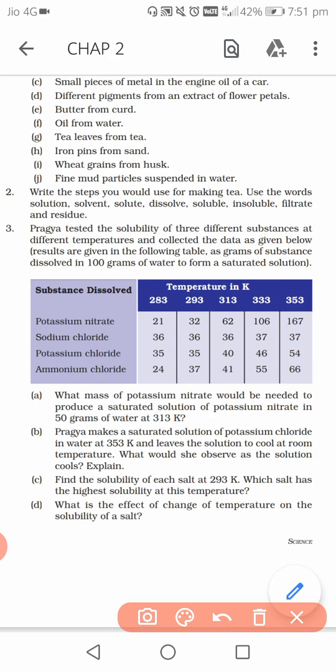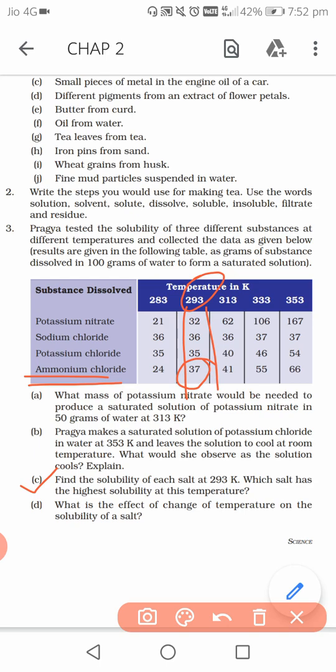Next one, number C. For the solubility of each salt at 293 Kelvin, which salt has the highest solubility? Okay, the temperature is 293. In 293, you see this column. Which one is having the highest solubility? Highest solubility is of this one, right? 37 is the highest number here. So it is ammonium chloride. So the answer will be ammonium chloride.